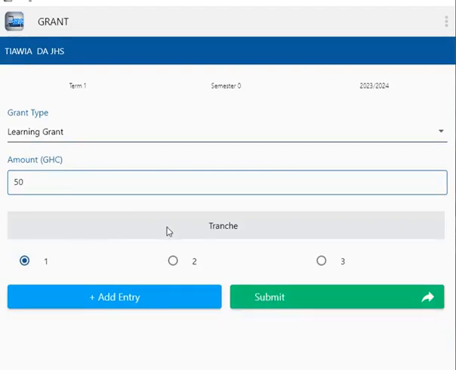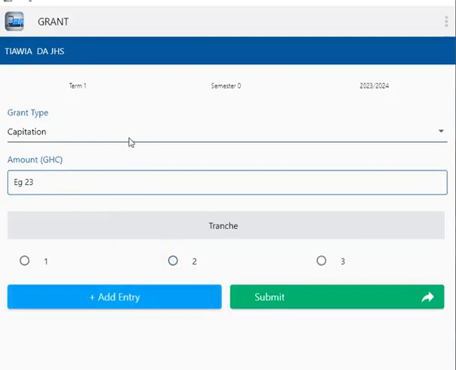But if you receive other sources of funds like capitation grant or even other tranches on learning grant, record according to tranches. So you select tranche 1 and add entry. And the same learning grant, you receive another 50 Ghana cedis for tranche 2. Okay, so you click on add entry. So these are the two tranches received. Then on capitation grant, you received 100 Ghana cedis and the tranche was 1. Then you add entry. Then the same capitation grant received another 100 Ghana cedis for the second tranche. Then you click on add entry.